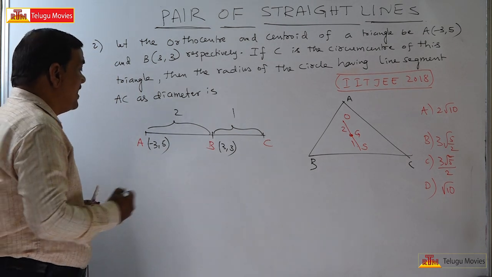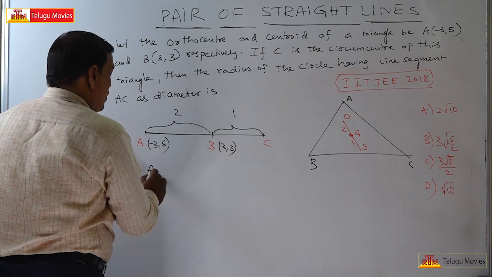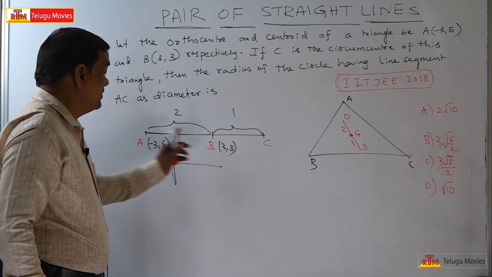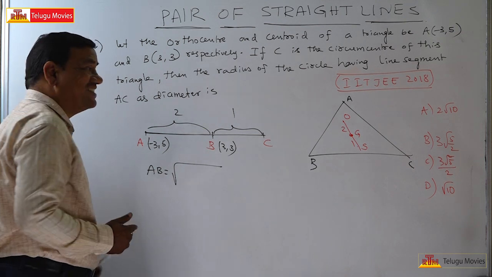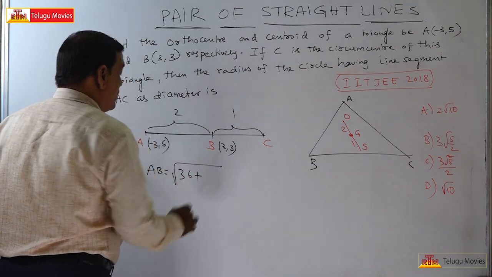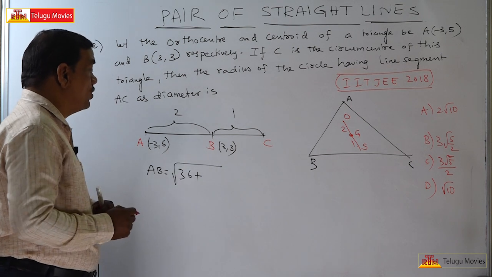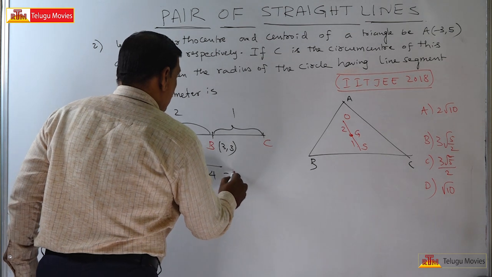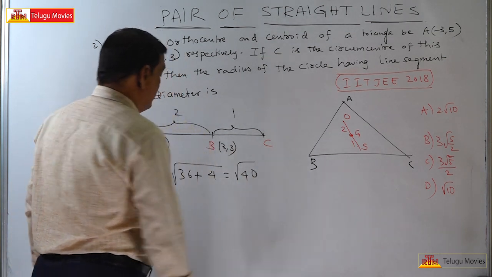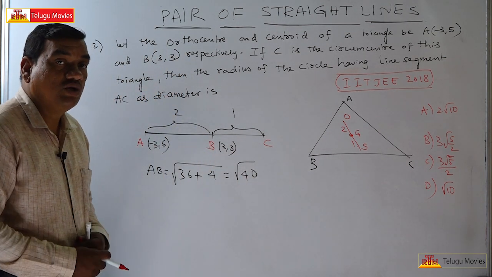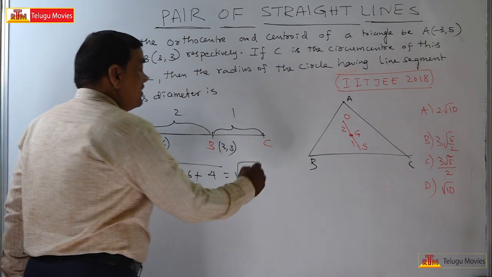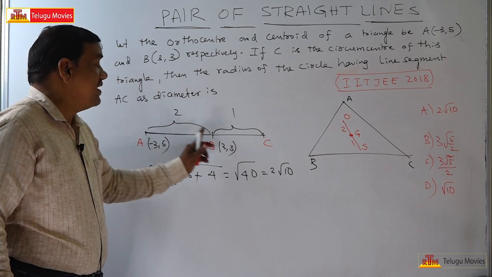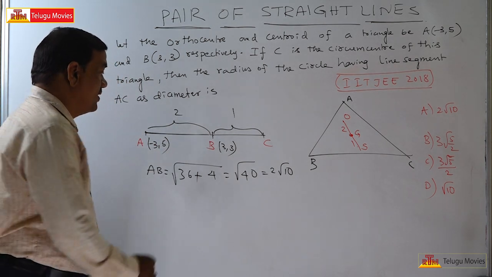Now, what is the length of AB? The length of AB is the square root of (x2 minus x1) whole square, that is 3 minus of minus 3, 3 plus 3, 6. 6 squared means 36. Then (y2 minus y1), 3 minus 5, minus 2. Minus 2 squared means 4. So this is equal to 40 under the root. So the length of AB is root 40, which is 2 root 10.